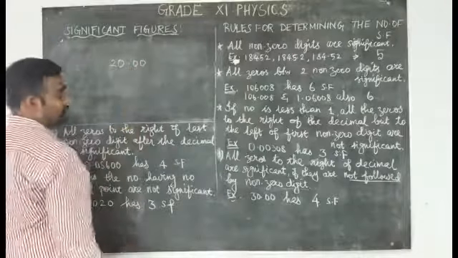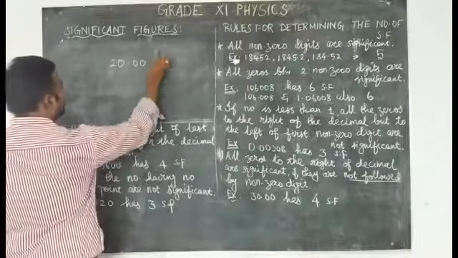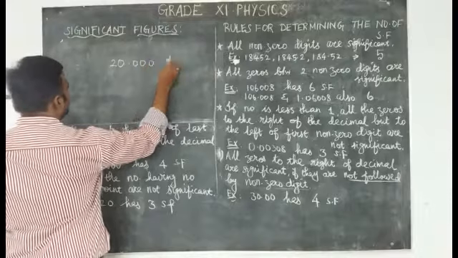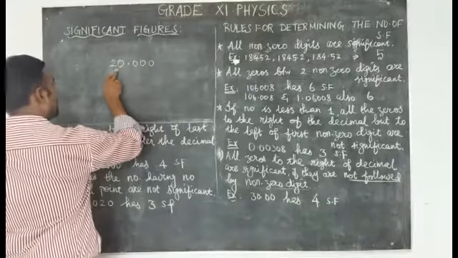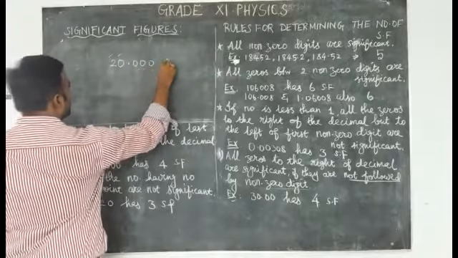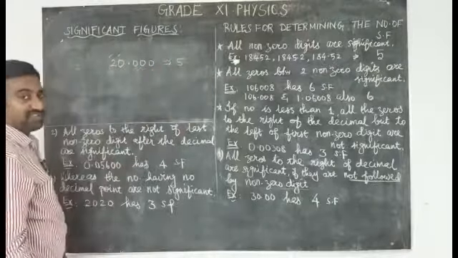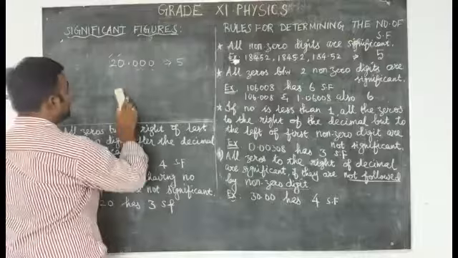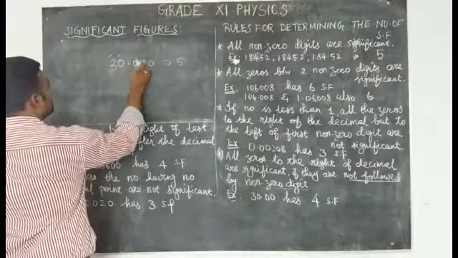Can we write 20.00 kg? Yes, 20.000 kg. So this is greater than 1, so this is uncertain, and these are all reliable. So in total, 5 is the significant figure. Okay, but here they have given 30.00.